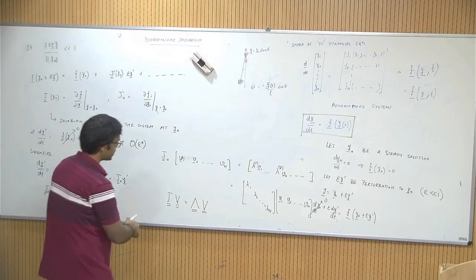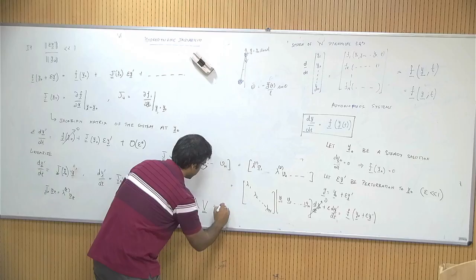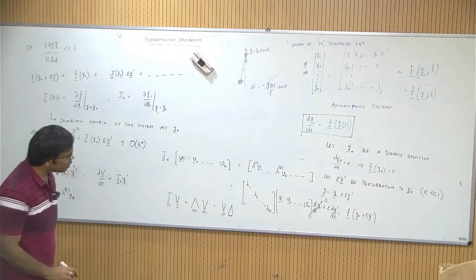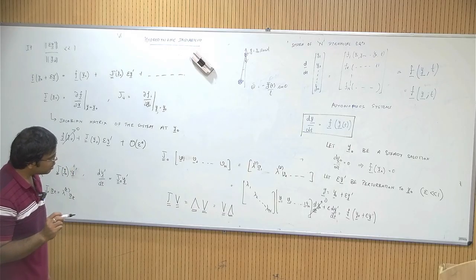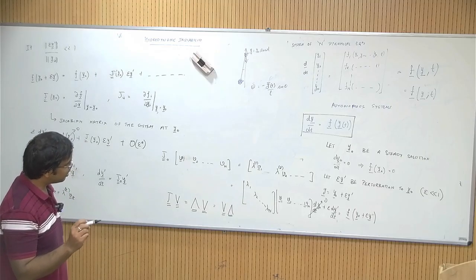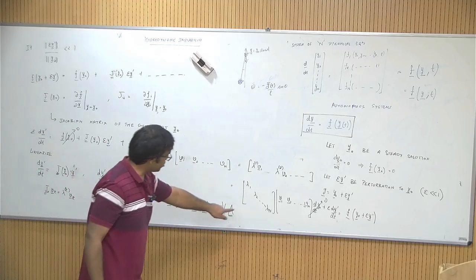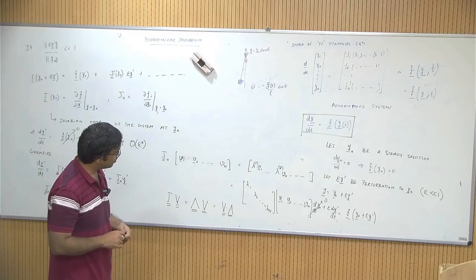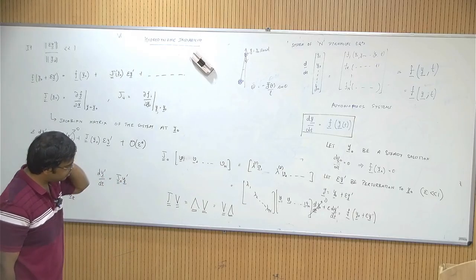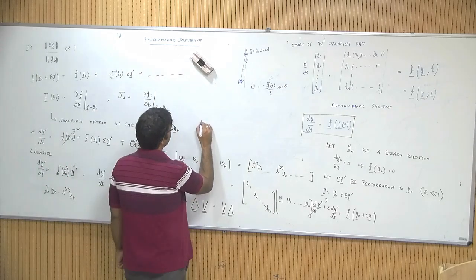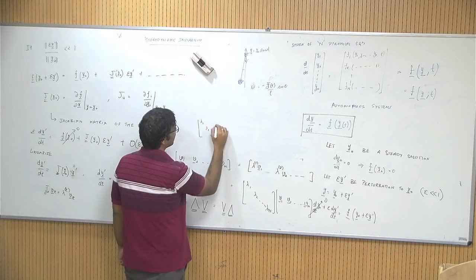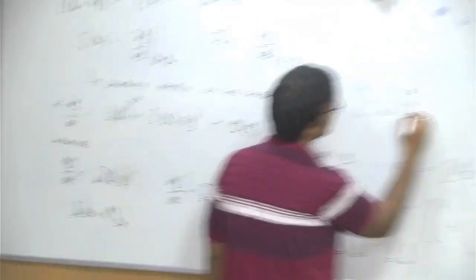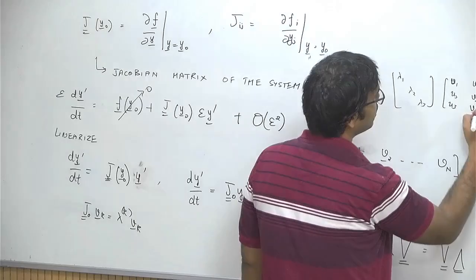Since lambda is a diagonal matrix, you can also write this matrix multiplication like this, right? Or no? Can we write it like this? So, let us say u1, u2, u3, v1, v2, v3.